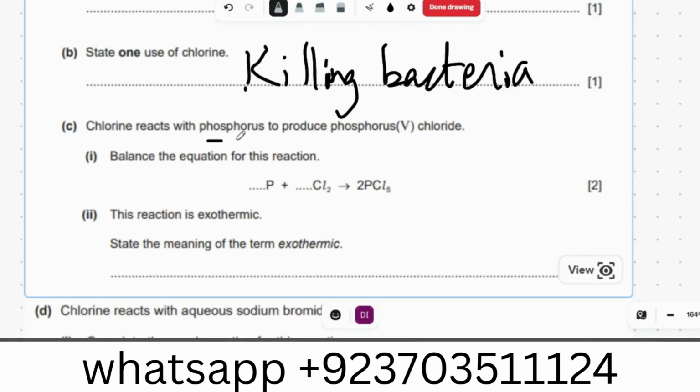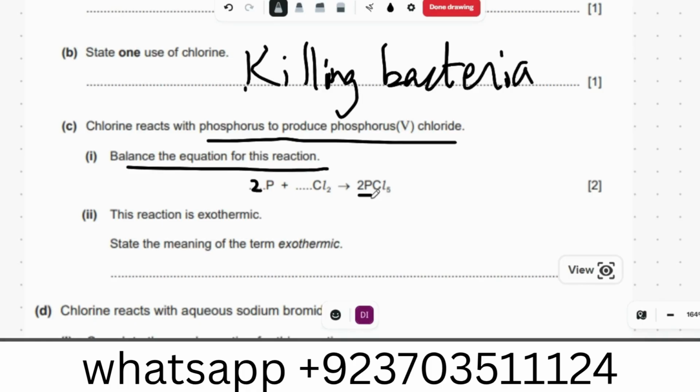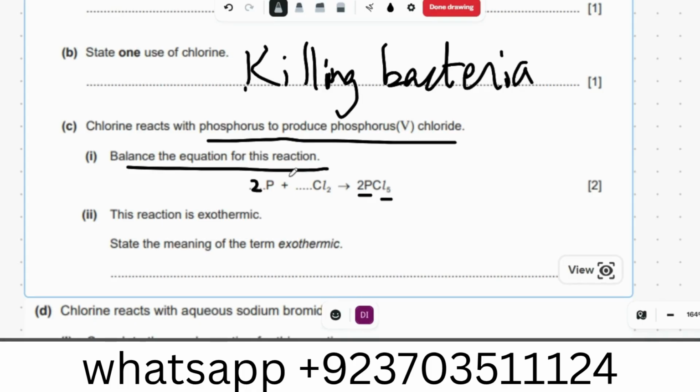Chlorine reacts with phosphorus to produce phosphorus pentachloride. Balance the equation of this reaction. There are 2 phosphorus, so we will multiply this with 2. Okay, how many chlorine are here? 2 fives are 10, so we will multiply this with 5. Okay, so this is a balanced equation.